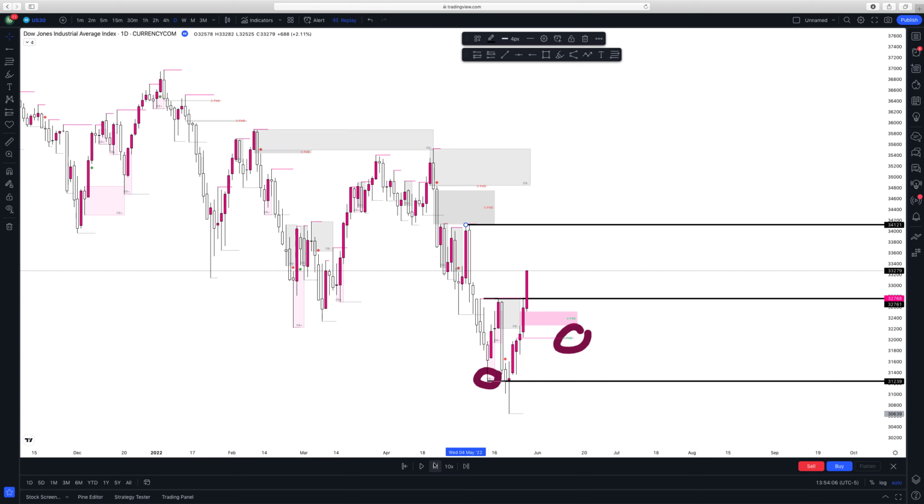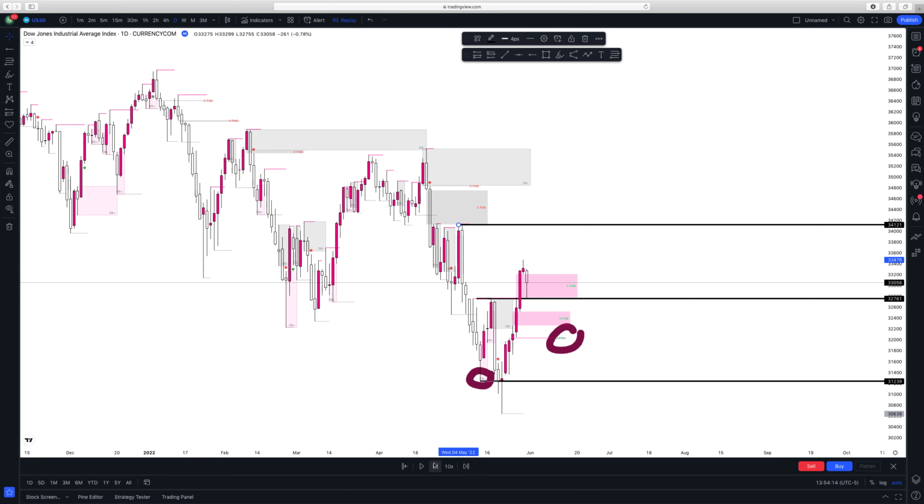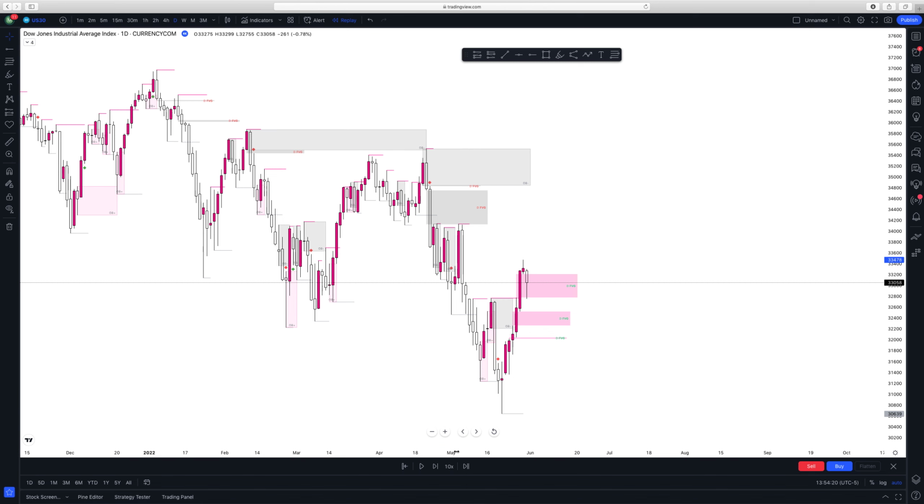All right, so it went over the first target. Let's see if it can go towards the second target. Okay, so there's a bit of rejection here. I'm going to just go ahead and end this one and wait on another great example.